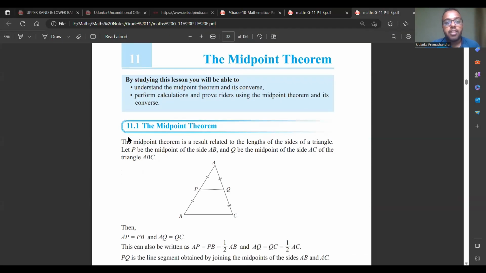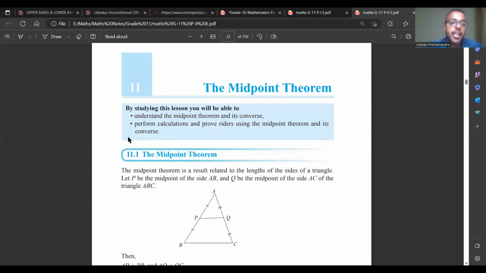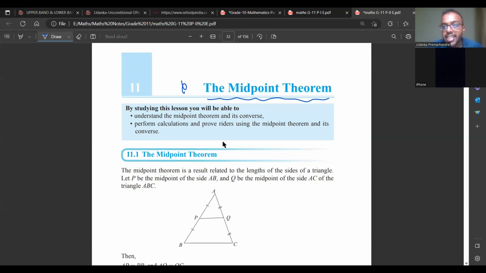Okay, write down new lesson. No, we are starting from new one. It is better. Write down this one, the midpoint theorem. Write down easy one. Doesn't matter. Write down the midpoint theorem. Easy lesson. Okay. No worries about.